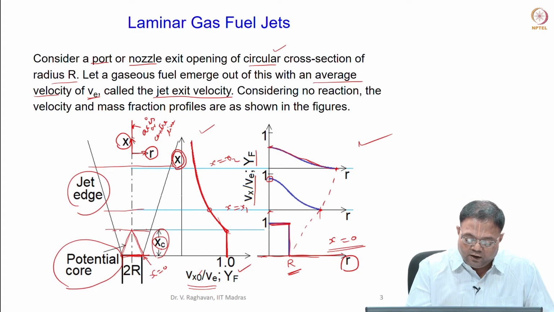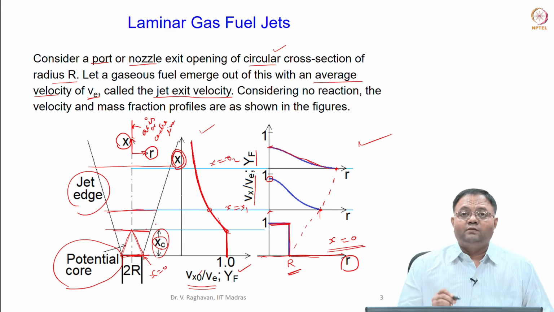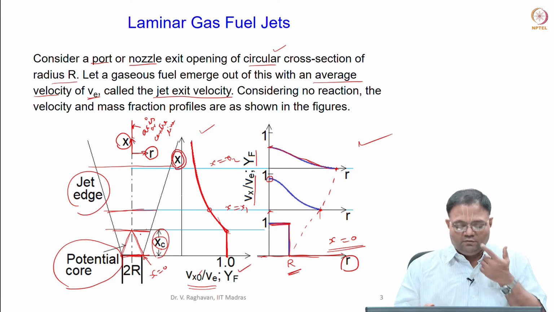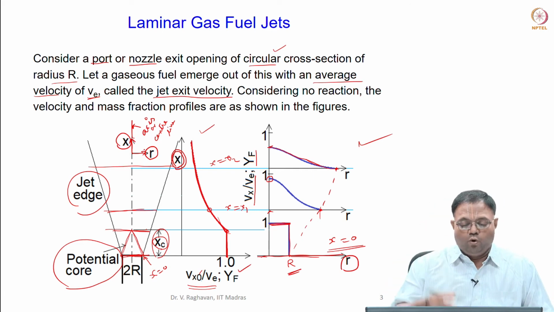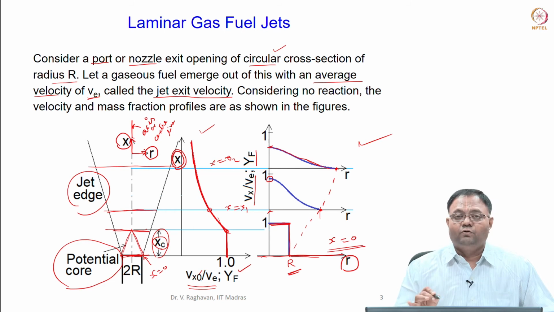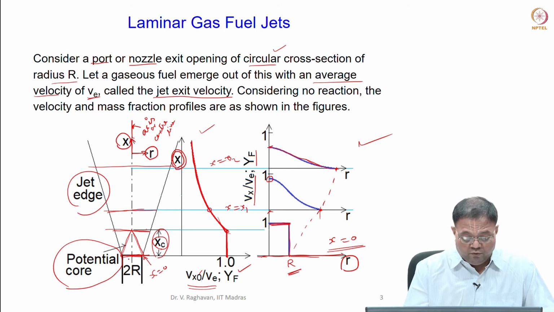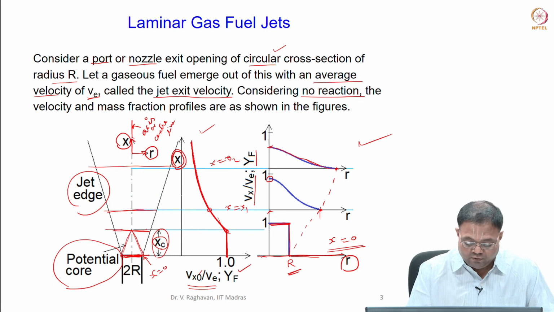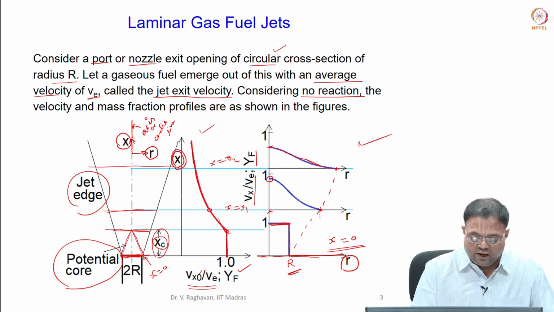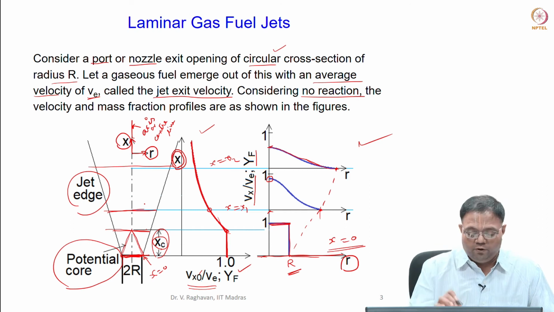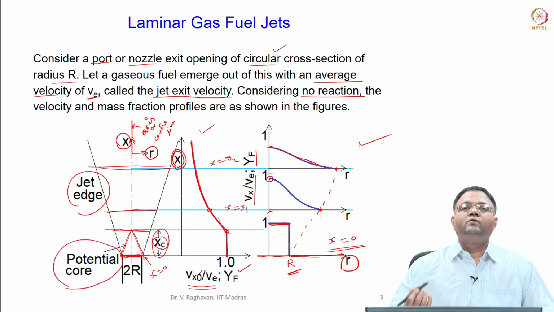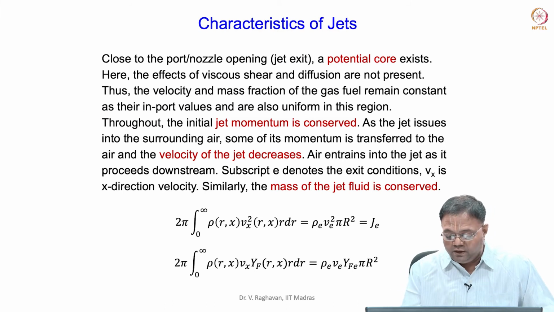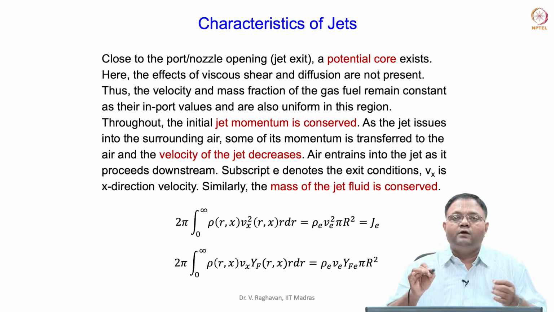See, the total mass may increase. That is the mass of the fuel which is coming out plus the mass of the air which has entrained, and that will increase at any x location as you go upwards. But the momentum is conserved because the velocity decreases. Then if you only take the mass of the fuel, considering no reaction, the mass of the fuel at x equal to 0 will be the same as the mass of the fuel at x equal to x1 or x equal to x2. So the mass of the jet fuel, or the jet fluid, is conserved.